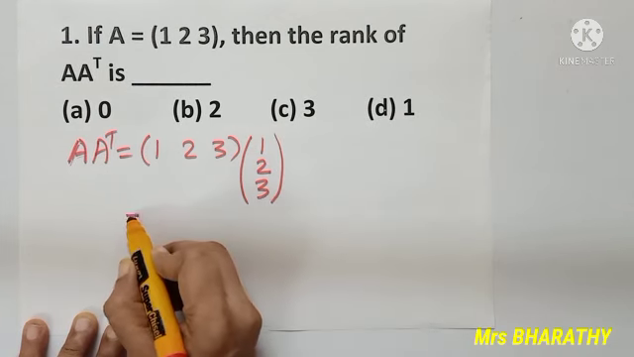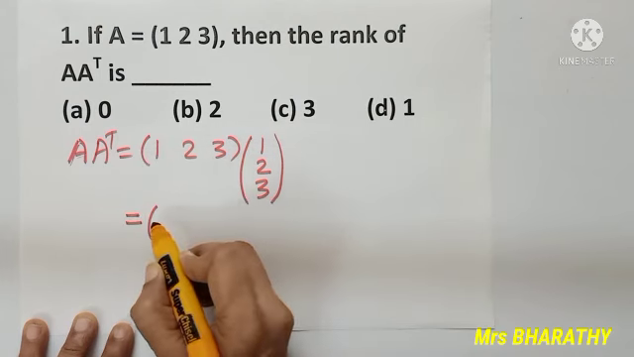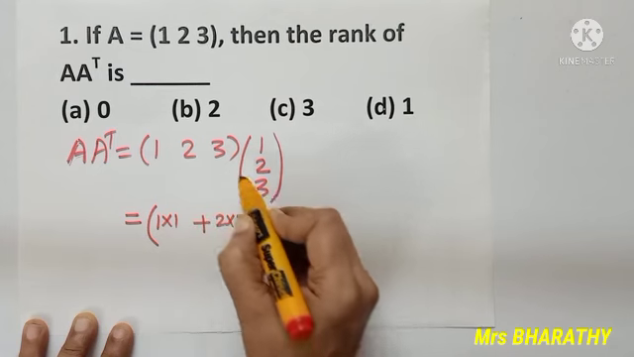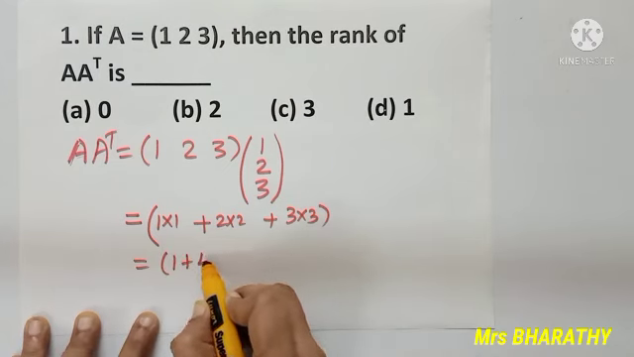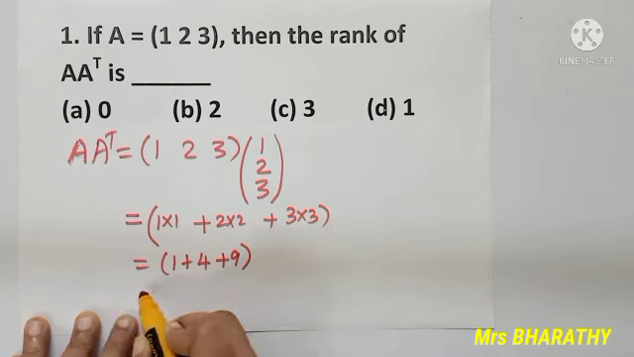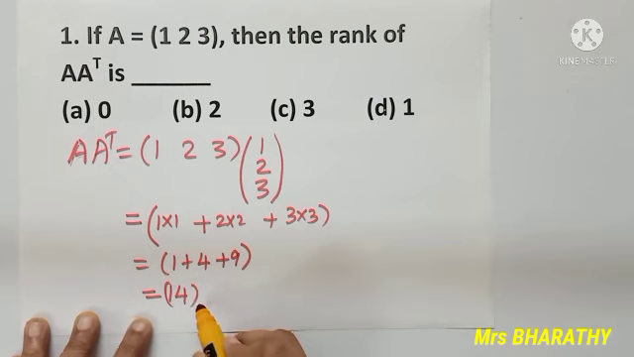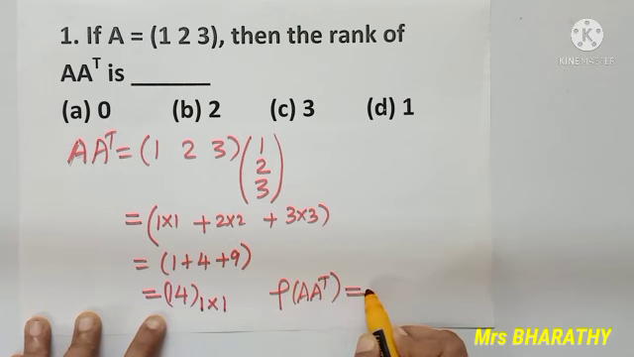As I multiply, I get row by column: 1 into 1 plus 2 into 2 plus 3 into 3. As we simplify, it is 1 plus 4 plus 9, or it is 14. It has one row, one column, and obviously this element is not 0. So the rank of A transpose is 1.